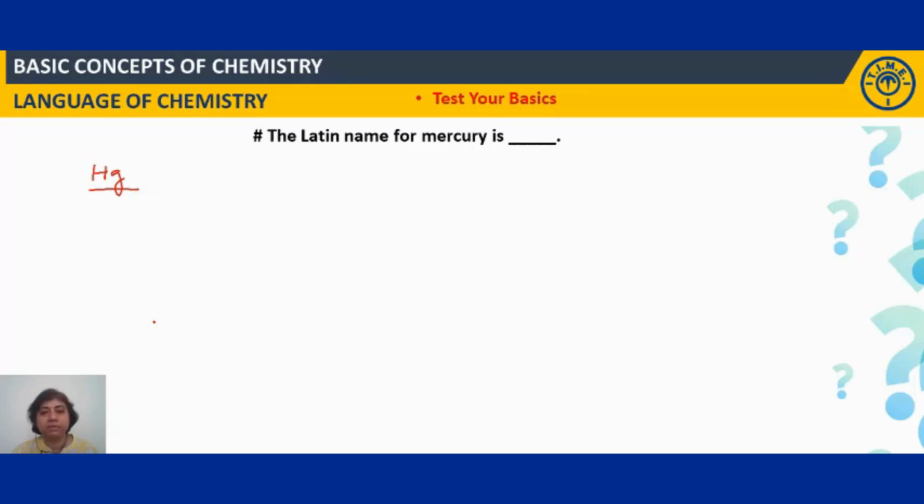Be careful about the pronunciation, because pronunciation is very important to derive the symbol of the element. Fine? Okay. So let us see the solution. Hydrargyrum. Note it down carefully, and you should not make any mistake while writing the spelling of the name of the element. Fine? Okay. So now we will move on to the next question.